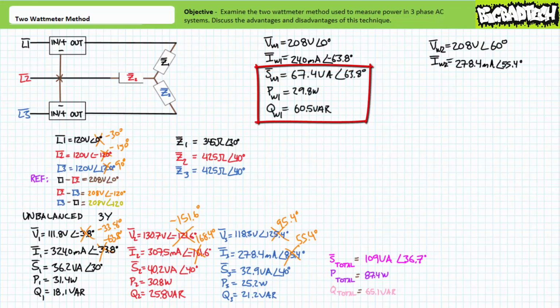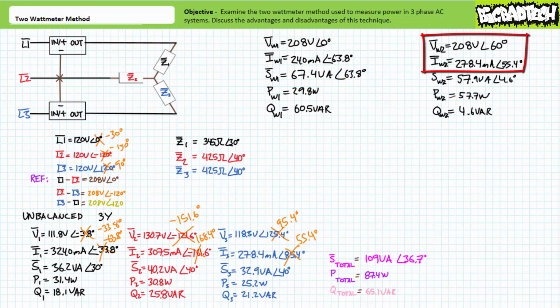Application of the AC power formula demonstrates wattmeter 1 would display 67.4 volt amperes of apparent power, of which 29.8 watts is directed towards real power, and 60.5 VARs is directed towards the reactive interchange. Taken in isolation, this wattmeter's reading is garbage because it's not the whole picture.